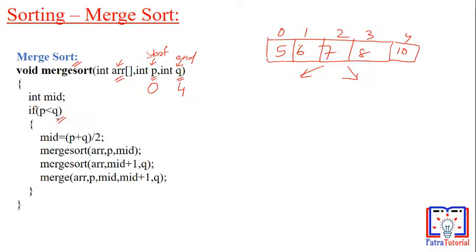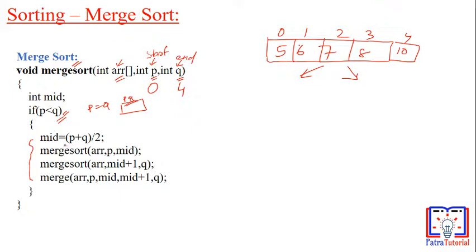If p is less than q, that means at least two elements must be there to divide the array. If p is not less than q, then p is equal to q, that means only one element is there, right? Then the starting index and end index will be the same, otherwise it will never be the same. If p is less than q, then only we will perform this, otherwise nothing to do. So this indicates that there is more than one element in the list.